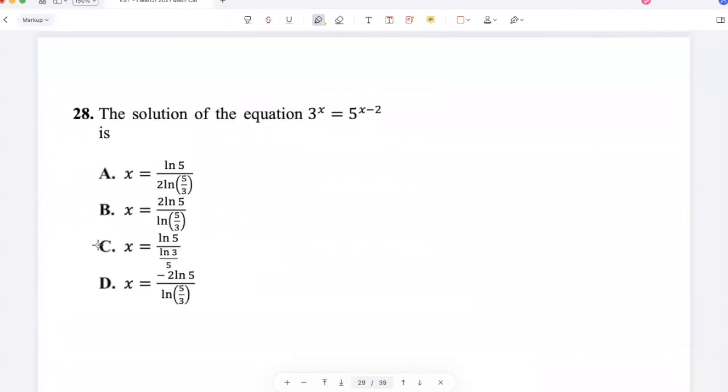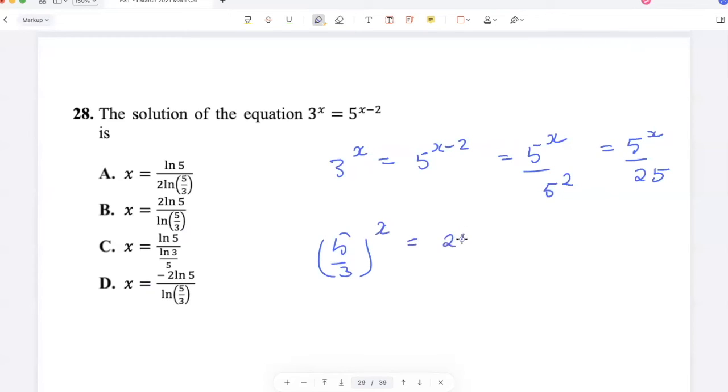The solution of this equation is what? 3 to the power x is 5 to the power x minus 2, which is 5 to the power x divided by 5 to the power 2. So that's 5 to the power x divided by 25, right? So I can say (5 by 3) to the power x is 25, right? Yes. So x is log 25 to the base 5 by 3.